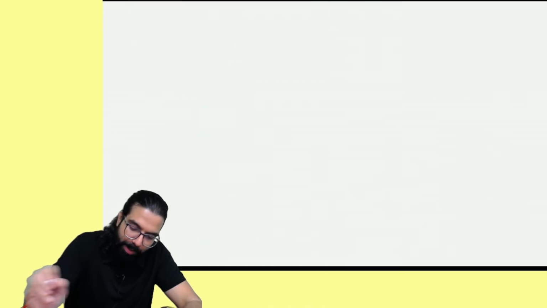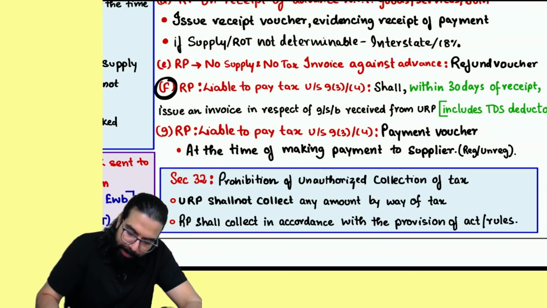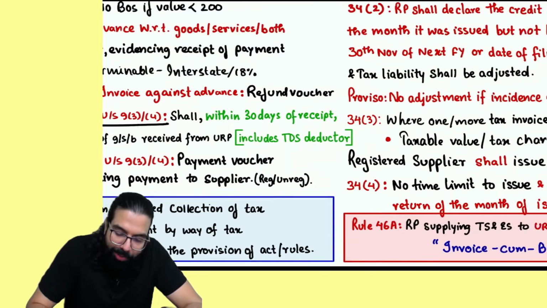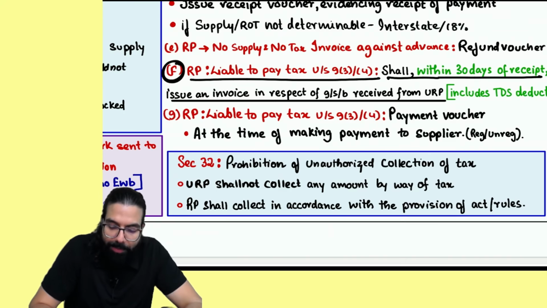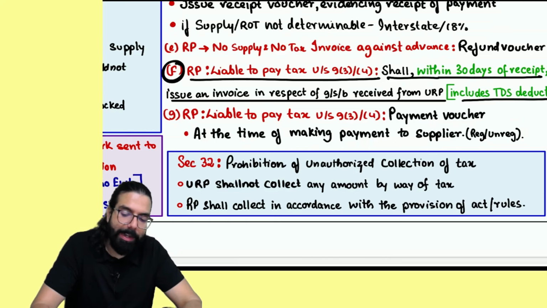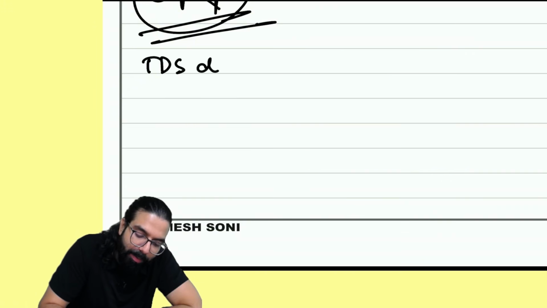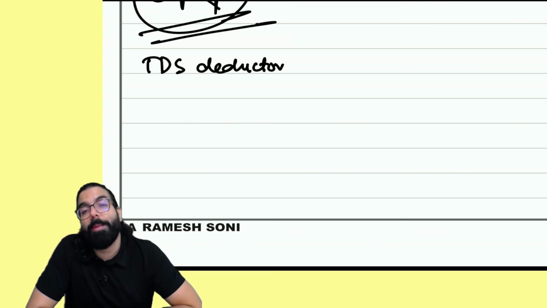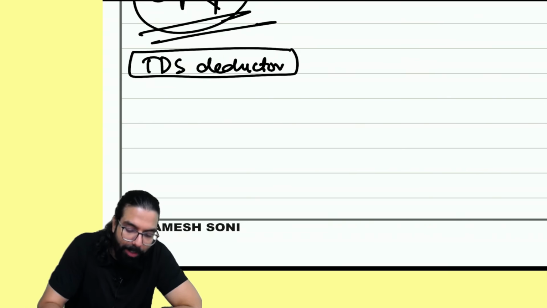They have told, see here everyone, 31(3)(f): if you are liable to pay tax under RCM, you shall within 30 days of receipt issue an invoice in respect of goods or services received from an unregistered person, including a TDS deductor. So what they are telling everyone, unregistered person and TDS deductor, who is Department of Central Government, State Government, Local Authority, Governmental Authorities, Governmental Agencies, or any person notified by the government. Yes, sir. These are called TDS deductors.